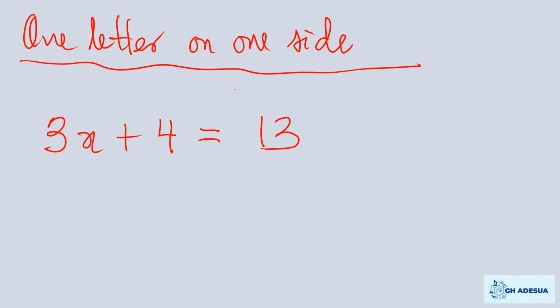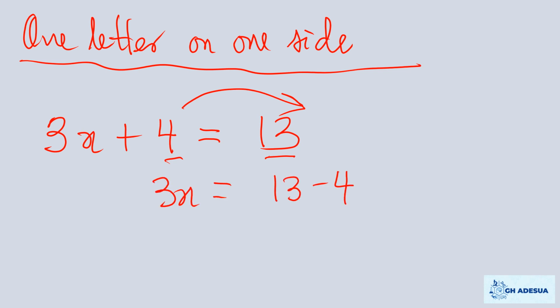So what's the next step? You are going to group like terms. 4 and 13 are like terms. They are all numbers. So you take the 4 to that side. So you have 3x left here is equal to 13 minus 4. What's 13 minus 4? That is 9. So we have 3x equal to 9.